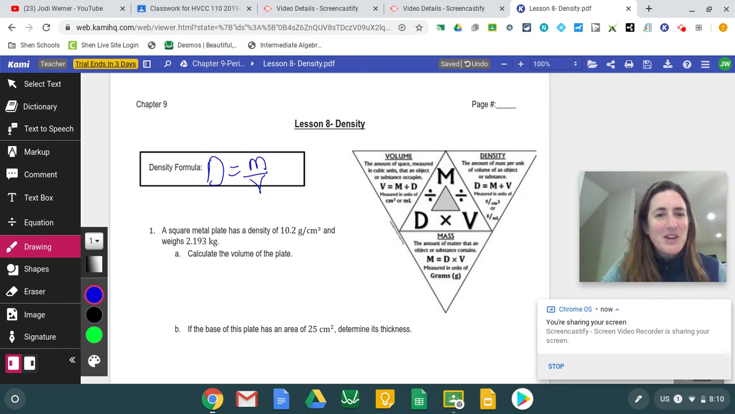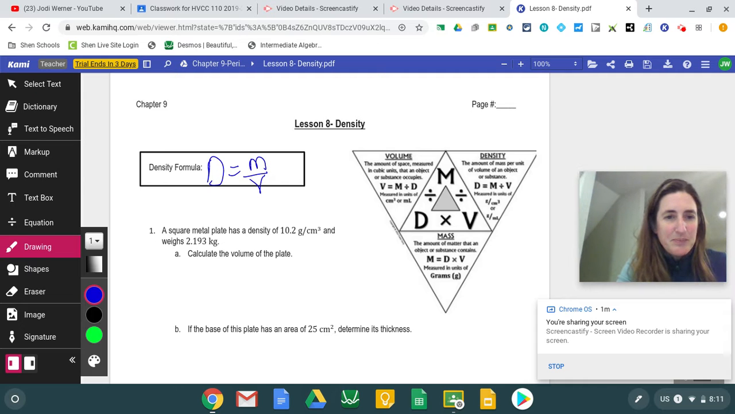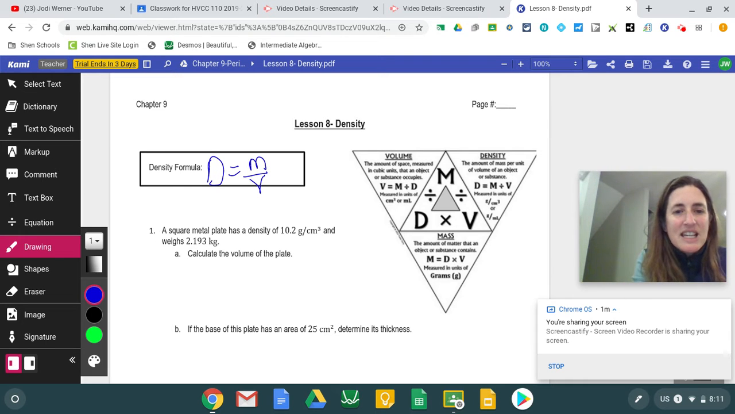So let's start. Okay, so a square metal plate has a density of 10.2 grams per centimeter cubed, and it weighs 2.193 kilograms. Oh dear. I see some units that are not matching, and that's not good. So we're going to have to convert those first. It says calculate the volume of the plate. Its density is in grams per centimeter cubed, and it's giving me its weight in kilograms. So that's not very good.